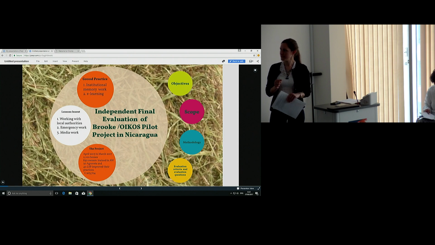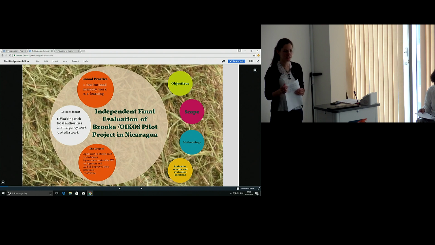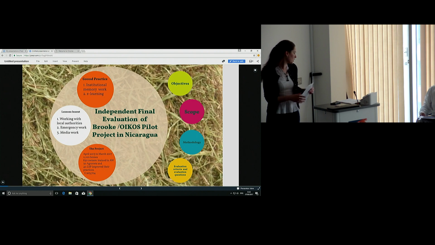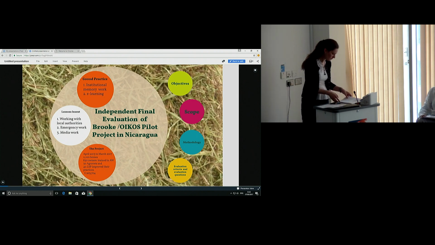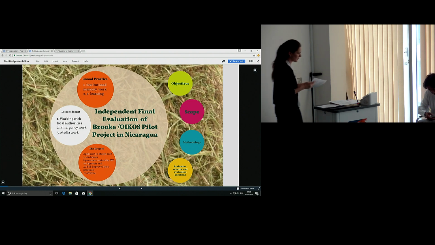And today we're going to talk about the independent final evaluation of the Brooke OIKOS Pilot Project in Nicaragua. This is the first independent evaluation that we've done here in Brooke, so we are very happy about that. We have followed the international norms and standards for evaluation, which are used by major donors and international organizations. So we are fully compliant with this document now.